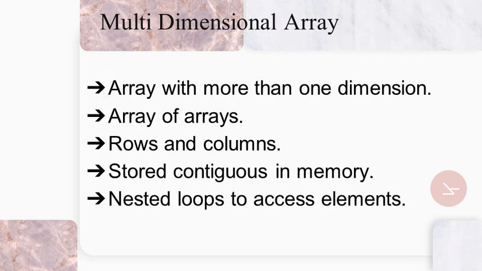A multidimensional array in C is an array that contains other arrays as its elements, allowing for the storage of data in a structured format beyond a single dimension. The most common type is a two-dimensional array, often visualized as a table with rows and columns. Values are stored contiguously in memory, and we use nested loops to access elements of the multidimensional array.